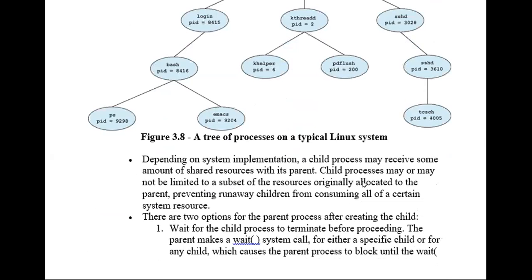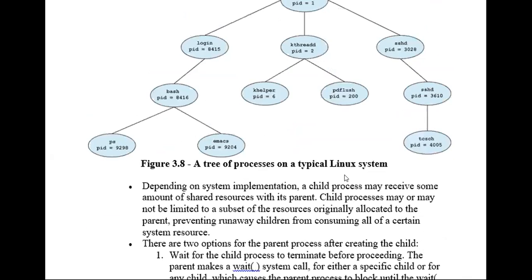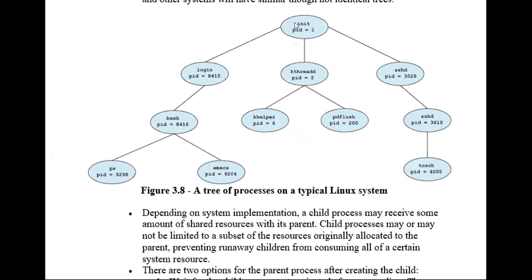Depending on the system implementation, a child process may receive some amount of shared resources from its parent. Probably the memory allocated for the parent process may be shared by the child process, or some other resources allocated to the parent may be used by the child process. It depends upon the implementation of the system. So what I mean to say is, the child process may or may not be limited to a subset of the resources originally allocated to the parent.